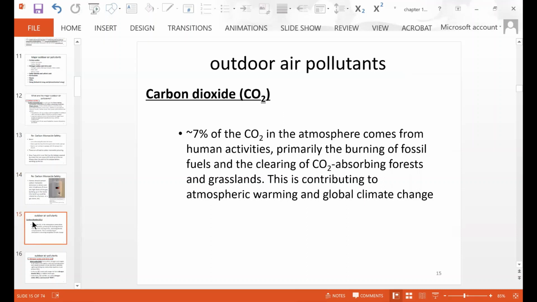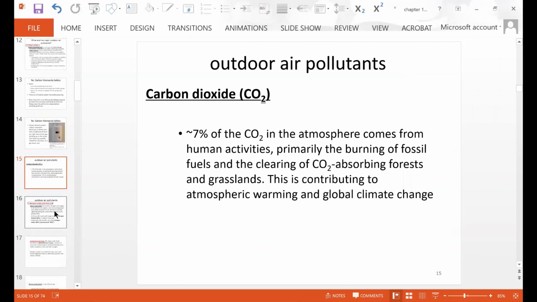And then carbon dioxide. 7% of the carbon dioxide in the atmosphere comes from human activities, primarily the burning of fossil fuels and the clearing of carbon dioxide absorbing forests and grasslands. This is contributing to atmospheric warming and global climate change.